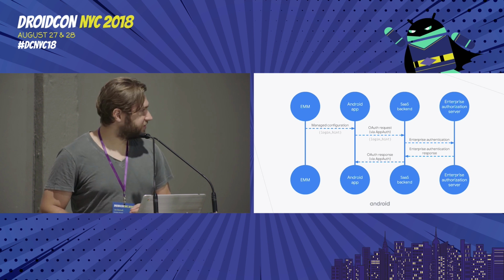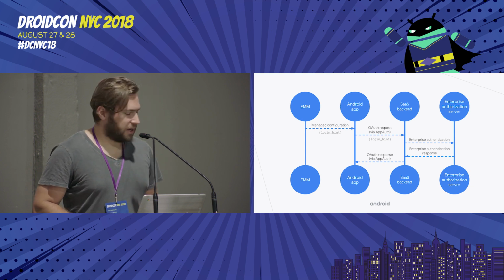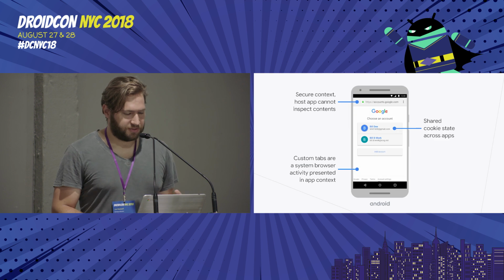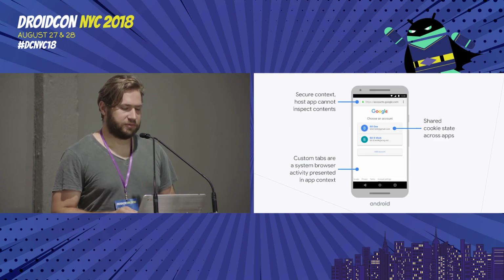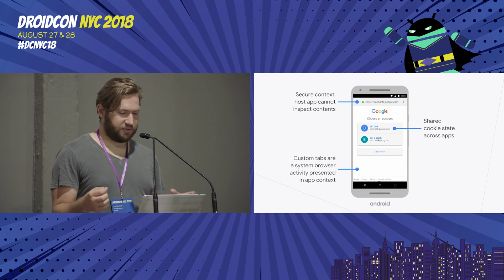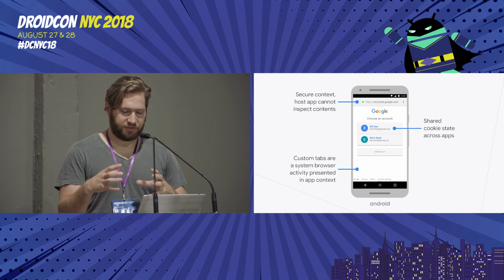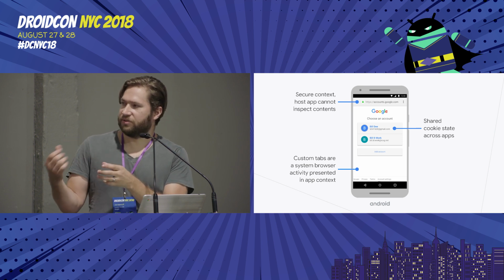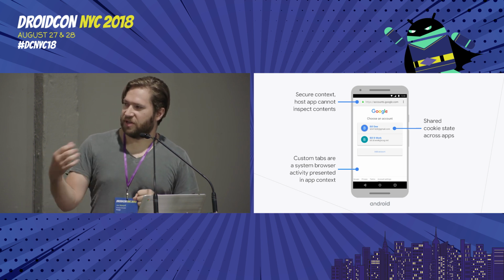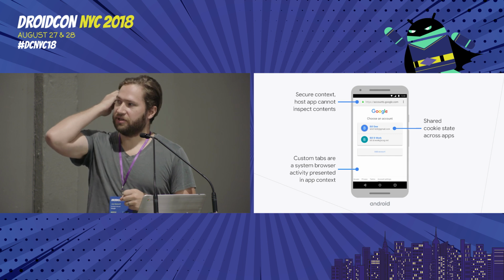So the first thing is, when you're using a Chrome custom tab for authentication, the tab is basically still using a system web view. So your application's not sifting information. It's not pulling people's passwords. It's not doing anything shady.